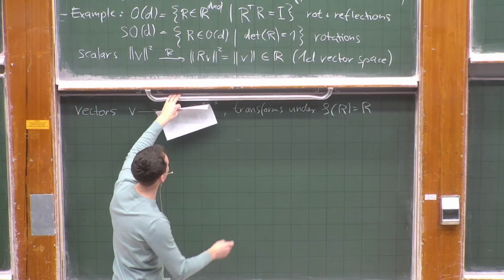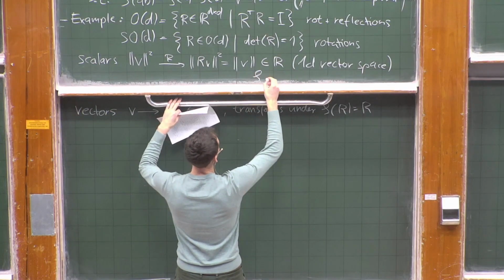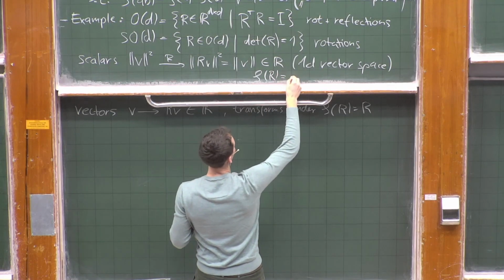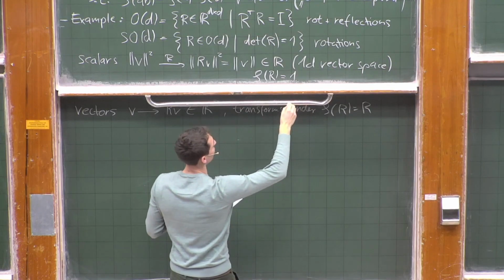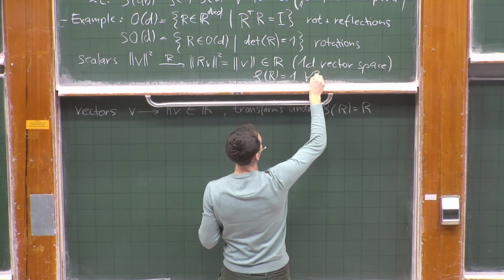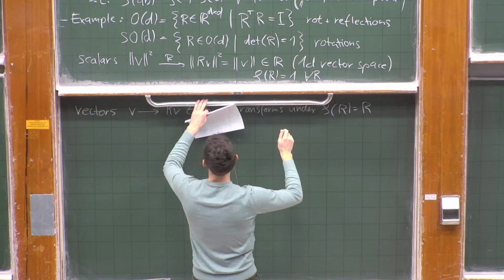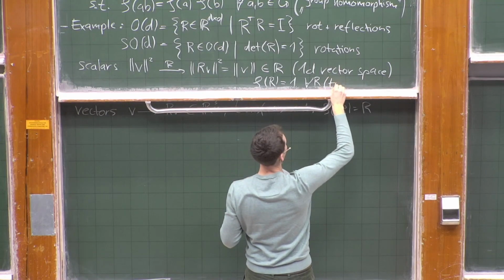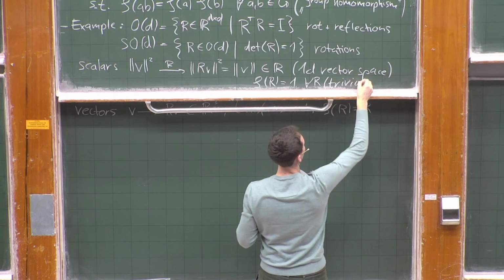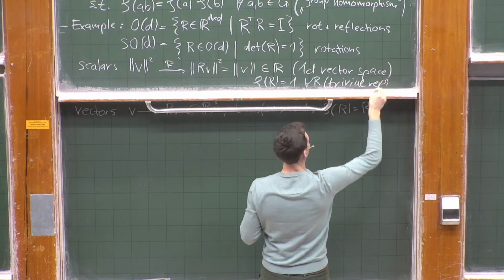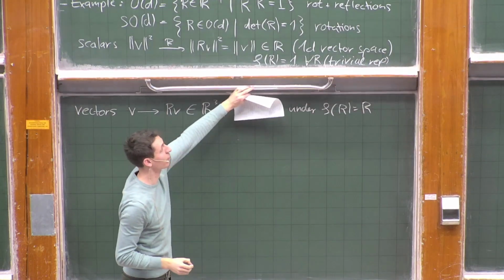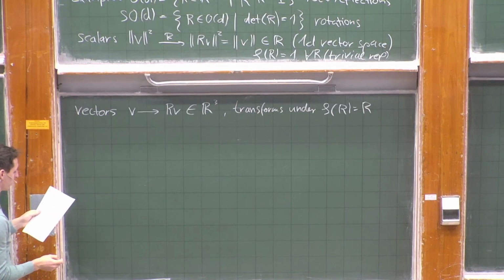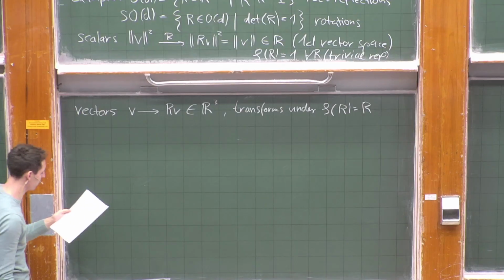And up here, what we get is that rho of R for the scalars is just always the identity for all R. This is also called the trivial representation, trivial rep. And here for the vectors, we have a non-trivial representation acting on this three-dimensional vector space.